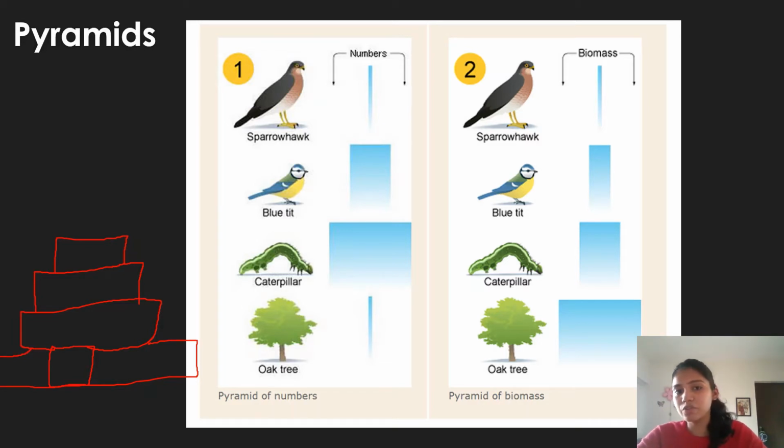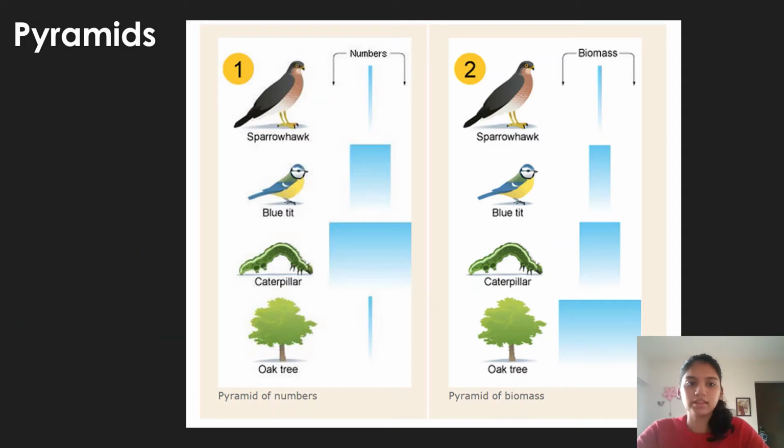So you basically virtually have to see if you're given something like a tree or a grass or a certain plant and the number of each that is in the table. They usually give you a table. Okay, so this number of caterpillars have this much of grass, this much of birds have this much of caterpillars, and this amount of sparrowhawks have this much of birds.